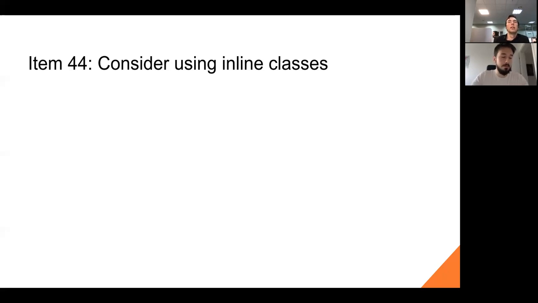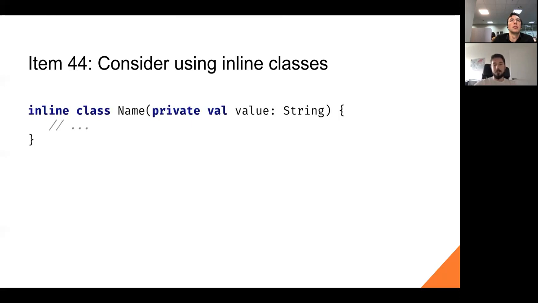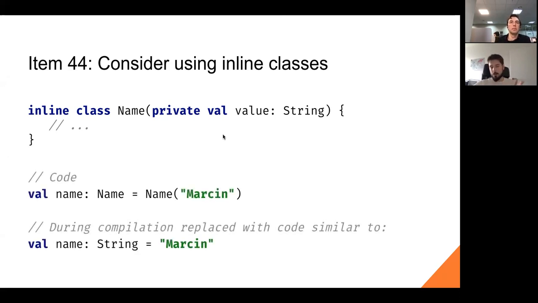about efficiency. Okay, a similar story is with inline classes. So why do we need inline classes? What are inline classes? Inline classes are very simple classes with exactly one property, a primary constructor property, and their characteristic is that when you have some code using those inline classes, then during compilation, these inline classes, just like inline functions, will be replaced with their bodies. So in this case, name will be replaced with String.